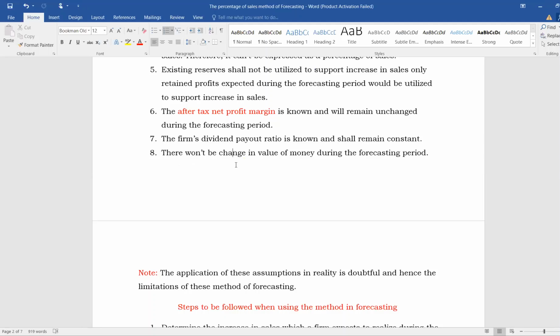There will not be any change in value of money during the forecasting period. Now, do you agree with these assumptions? Do you think these assumptions hold in practice?